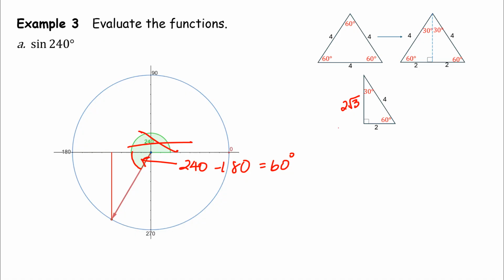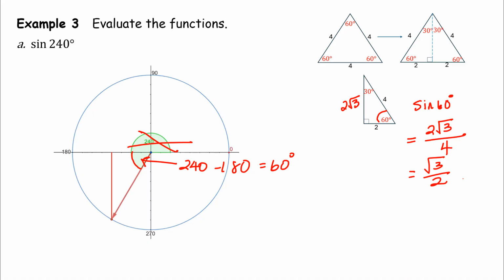So the sine of a 60-degree angle is 2 square root of 3 over 4. So sine 60 is equal to 2 square root of 3, opposite, over hypotenuse, which is 4. So that's the square root of 3 over 2. So we know that the sine of 240 is going to be the square root of 3 over 2. We have to just make sure whether it's positive or negative.